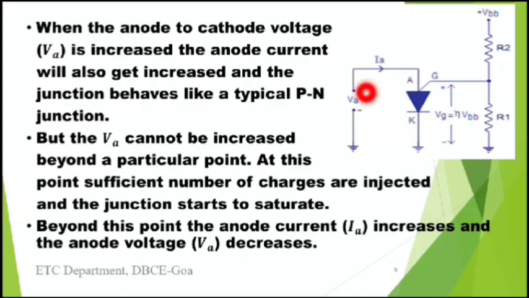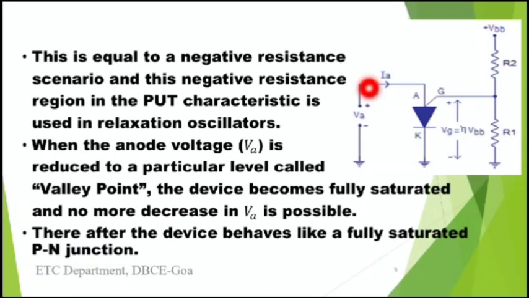After the peak point, VA goes on decreasing but IA continues to increase. This scenario, where VA is decreasing but IA still continues to increase, is called the negative resistance scenario. This negative resistance region characteristic of the PUT is used in one of its applications called relaxation oscillators. We'll see relaxation oscillators in depth in the later part.